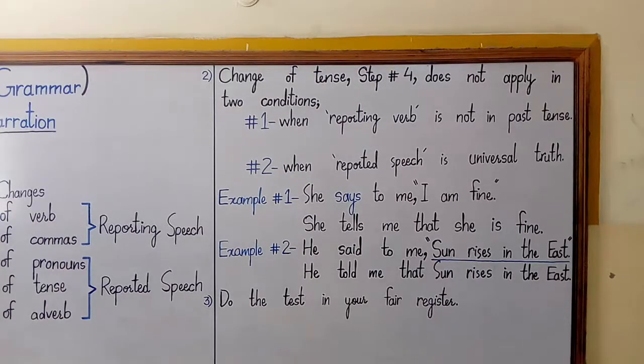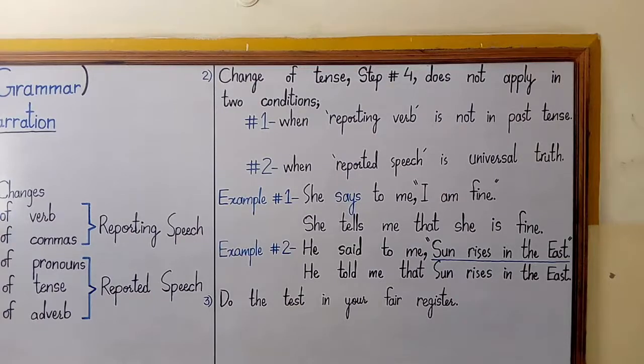Example number 1: She says to me, I am fine. You can see there is no said to, in fact there is says to, which means the reporting verb is not in the past but in the present. So we convert the sentence like this: She tells me that she is fine. No change of tense. I am fine, present tense; she is fine, present tense.